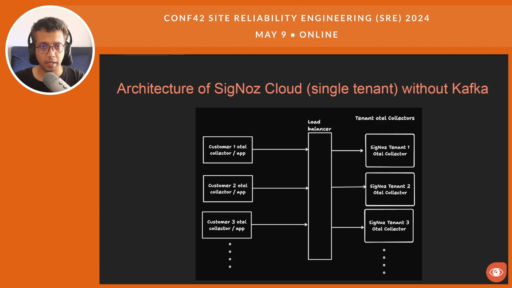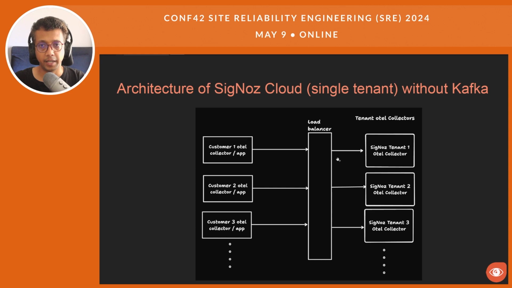Just to take you a bit deeper into SigNoz Cloud, the single-tenant architecture, without Kafka. We have both multi-tenant and single-tenant architectures. In this talk, I'll primarily focus on the single-tenant architecture because that's where we have used Kafka a lot to scale. So imagine there's a customer who is using the OTel collector as an agent and sending data to the SigNoz backend, or sending data directly through applications.